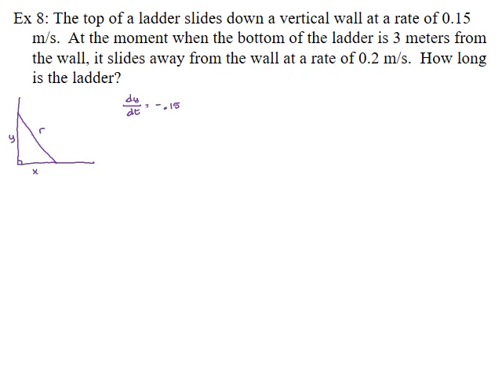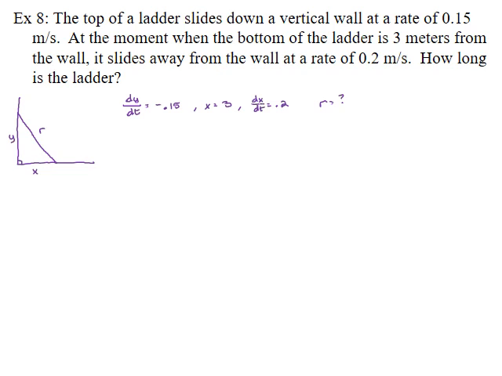At the moment when the bottom of the ladder is 3 meters from the wall, so it's saying when x is equal to 3, it is sliding away from the wall at a rate of 0.2. So that's going to stay positive. We saw that on the last one. dx/dt is 0.2. The question is, how long's the ladder?